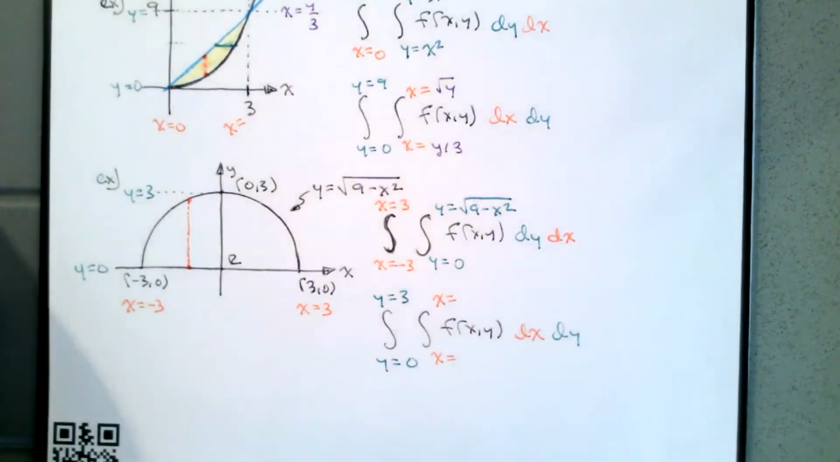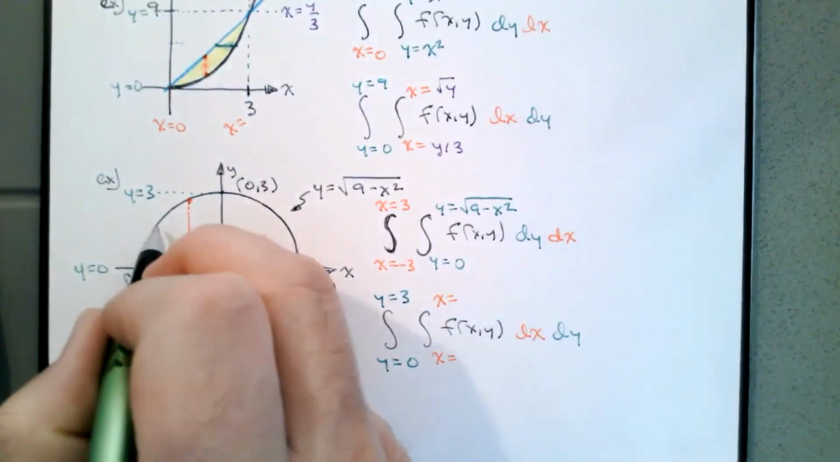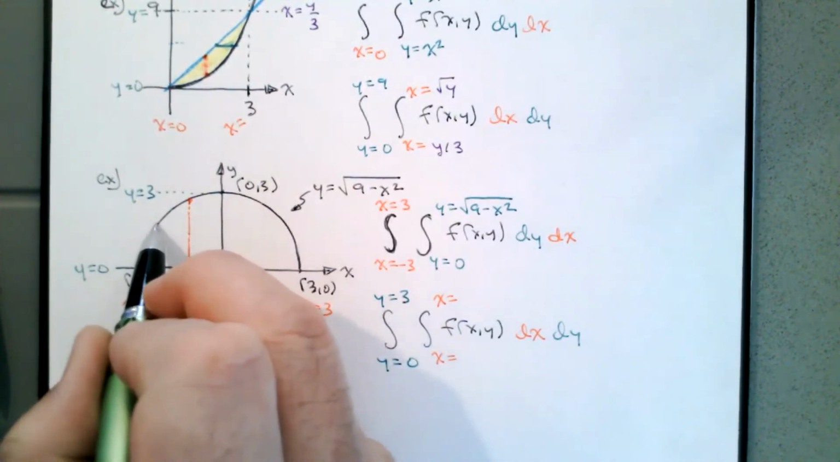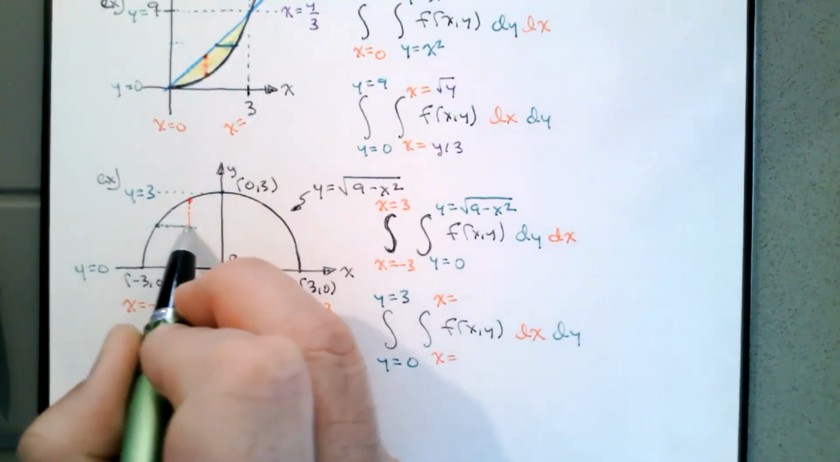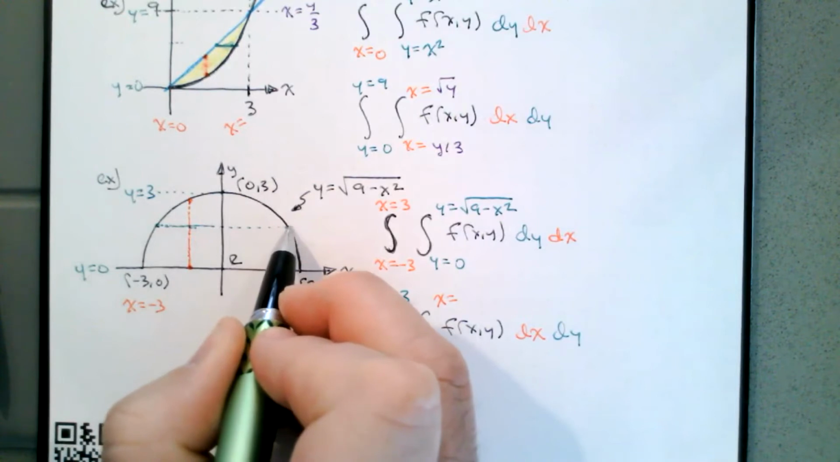We're saying for all the y values between 0 and 3, x is between, and then we have to figure that out. Now we're going to pick a generic y value, and find the lowest x and the highest x.